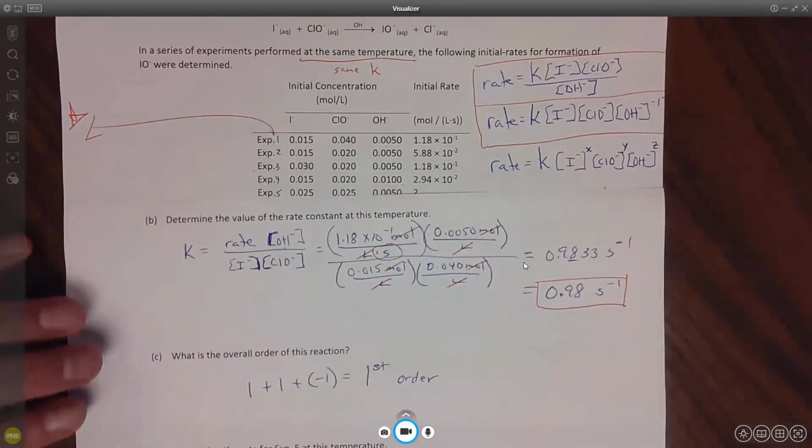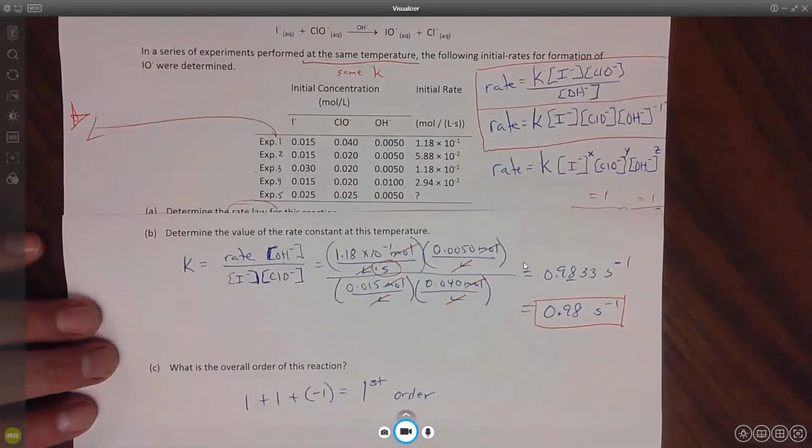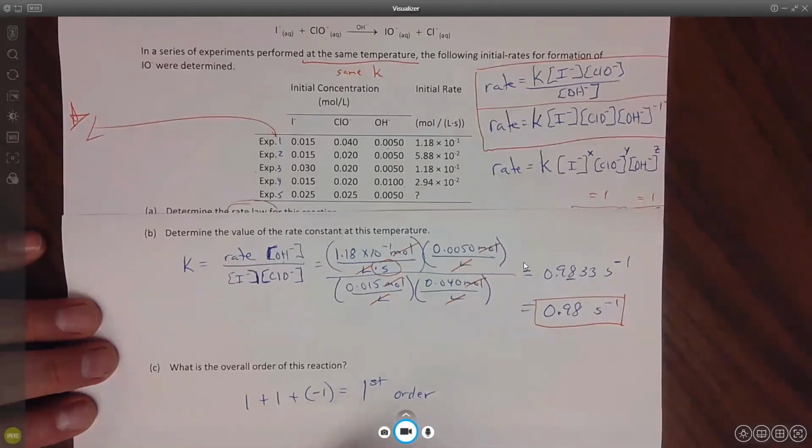And then finally, it wants us to determine the rate for experiment 5 at this temperature. How am I going to do that? Plug and chug. Okay, using what equations? Rate equals K times the concentration of iodide times hypochlorite, and then all of that over the concentration of hydroxide. Yeah, right. We're just going to use the rate law that we've already determined.